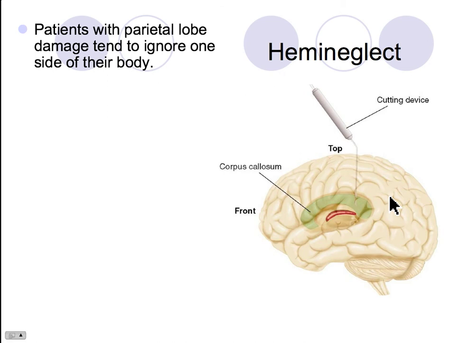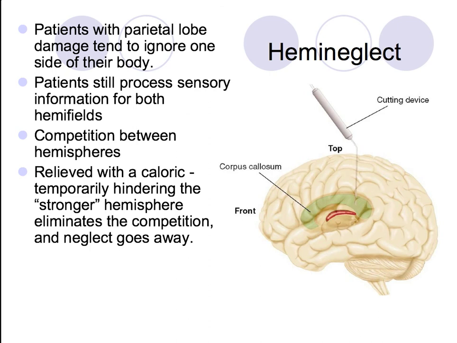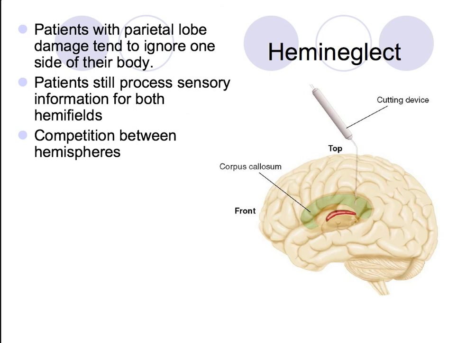What happens is patients tend to ignore one side of their body or the other. This is called neglect. Now, patients can still process sensory information for both sides of the visual world, but what tends to happen is that you get this competition between the two hemispheres. Sorry, I'm going too fast. There is a good, healthy hemisphere and an injured hemisphere.